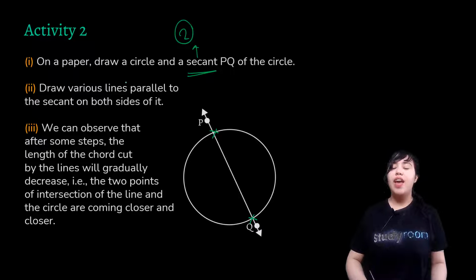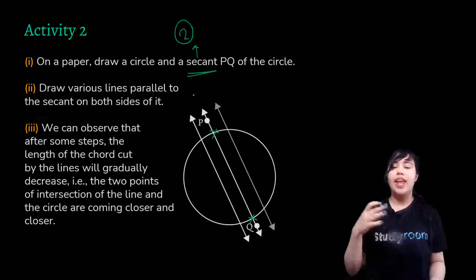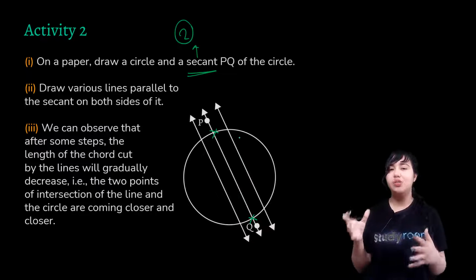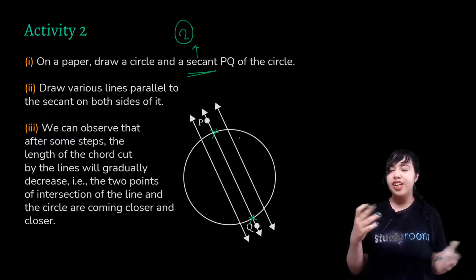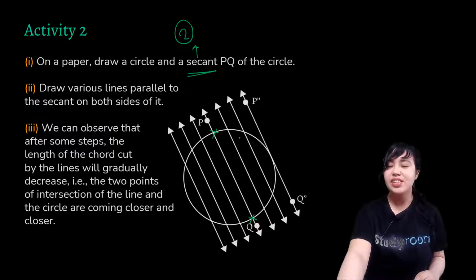Then you have to draw various lines parallel to this secant, on either side of it. Let's say I draw one over here, then next time on the other side. What you notice here is that all these lines are actually turning out to be parallel to one another. That you can make out from the figure itself. So let's continue drawing these lines. This is a very easy activity.